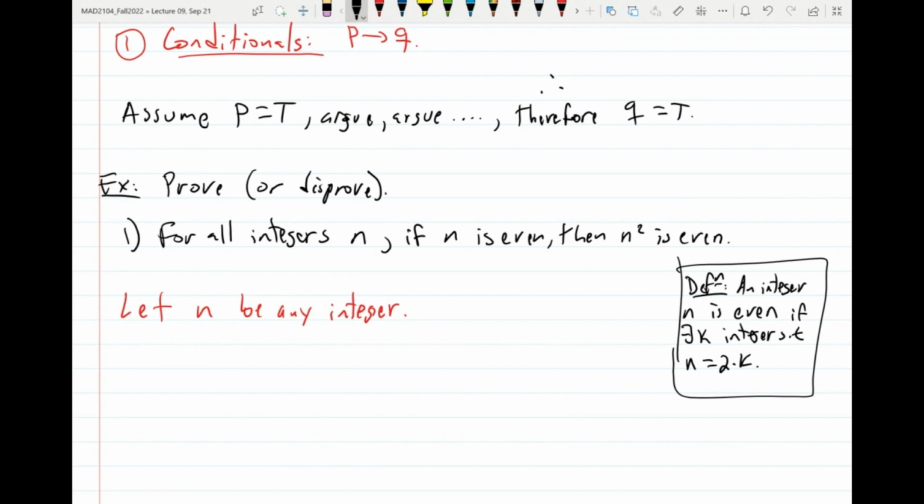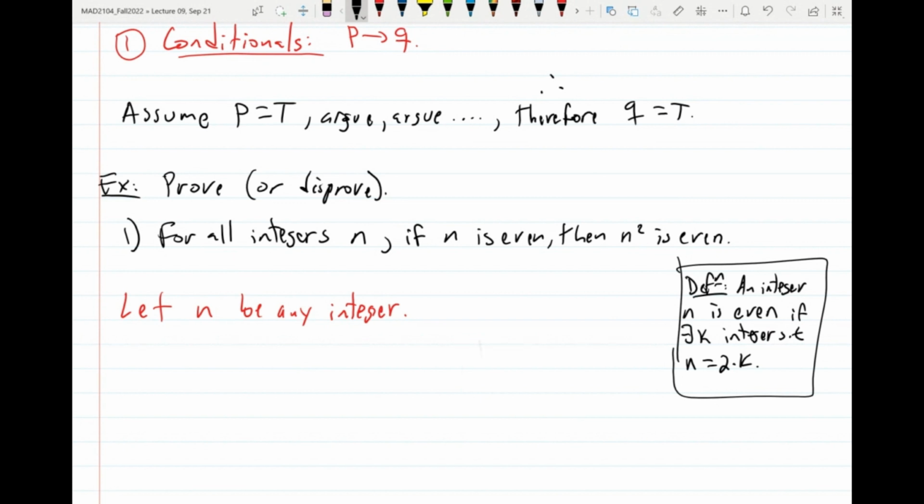Because eventually we want to argue that n squared is even. So our job is to show that n squared equals 2 times an integer. That's what you want your last line to say in your proof. That n squared equals 2 times an integer. Okay, so now we proceed. This is an implication, so what do we do? Assume P, prove Q.